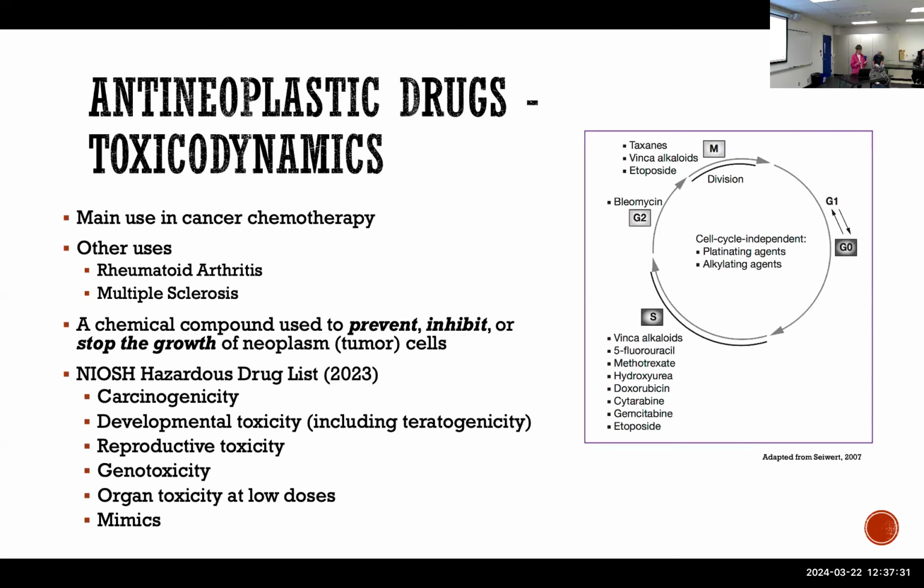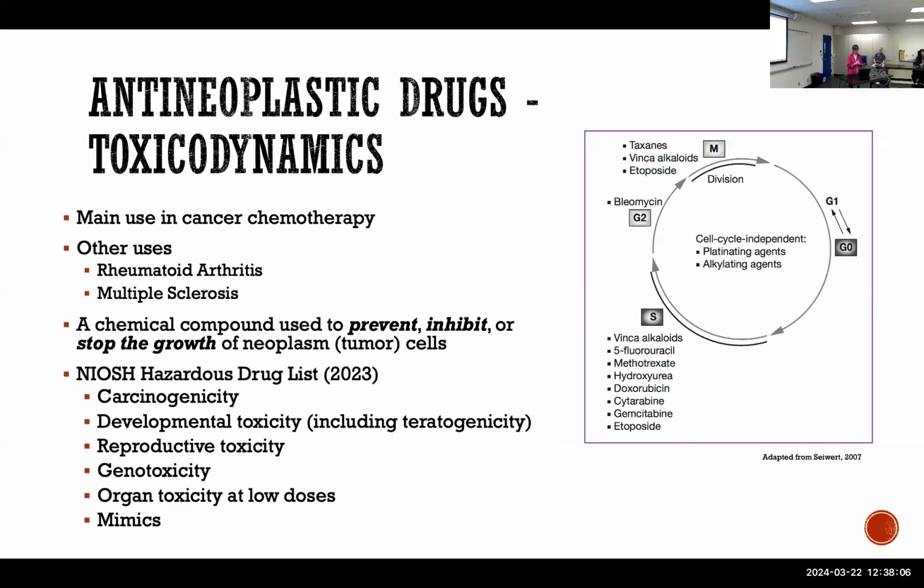So again, just as a brief introduction, when we talk about antineoplastic drugs, sometimes you'll also hear them referred to as chemotherapeutic drugs, sometimes cytostatic drugs, oncolytics. The terms are used pretty interchangeably, but they represent a large class of drugs that are mainly used in cancer chemotherapy. However, more recently, their use has been expanded to non-malignant disease treatments such as rheumatoid arthritis and multiple sclerosis.